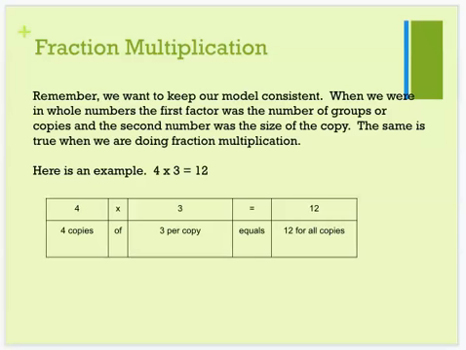So fraction multiplication. Remember, you want to keep your model consistent for students' understanding. So when we were in whole numbers, the first factor was the number of groups or copies, and the second number was the size of the copy. The same should hold true when you're doing fraction multiplication. So here's a flashback example to whole number multiplication. So 4 times 3 equals 12 means 4 copies of 3 per copy. So that's 12 if we total all the copies.